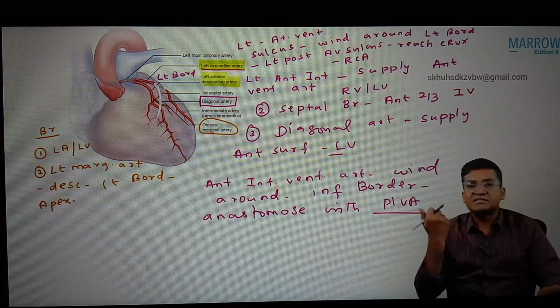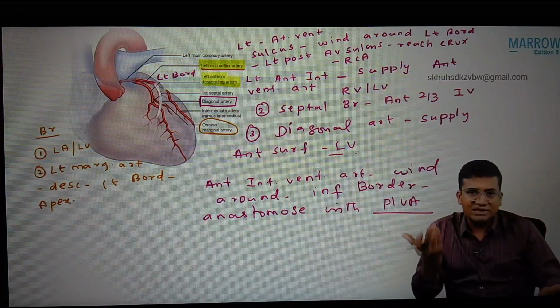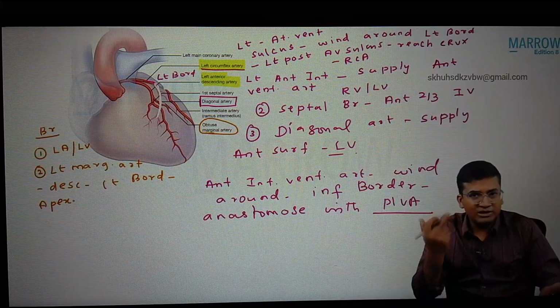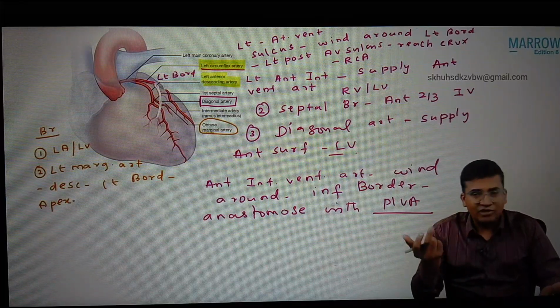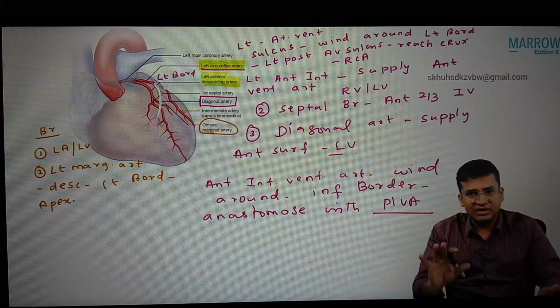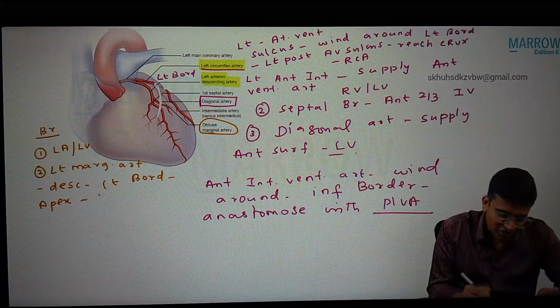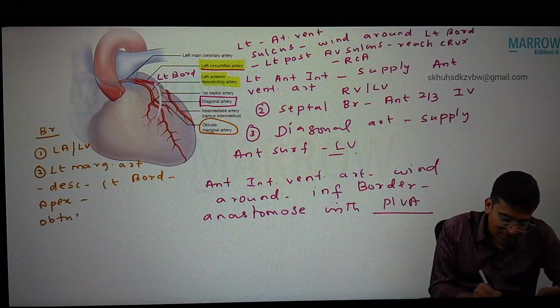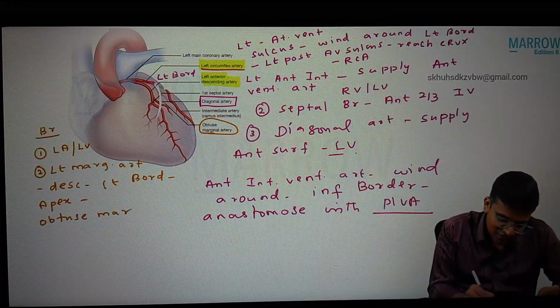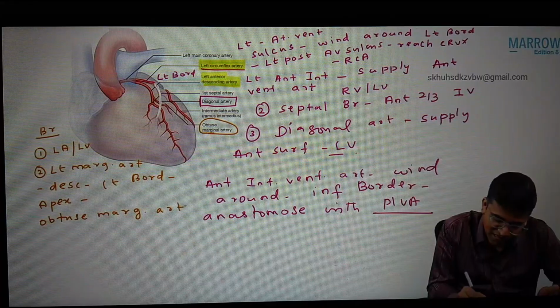Now, the left marginal artery is a branch of the circumflex artery. Again, very simple. Definitely, they won't give this question. We have another name for the left marginal artery, and that is a question. The left marginal artery is also known as the obtuse marginal artery.